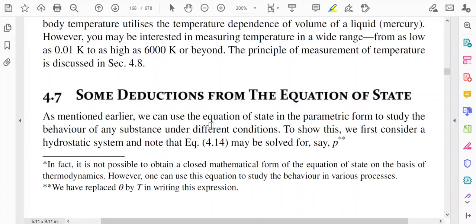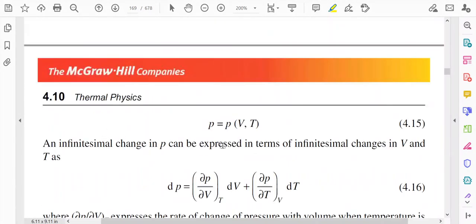We can use the equation of state in the parametric form to study the behavior of any substance under different conditions. To show this, we first consider a hydrostatic system, and the equation in parametric form is pressure P = P(V, T). That is, pressure is a function of volume and temperature.